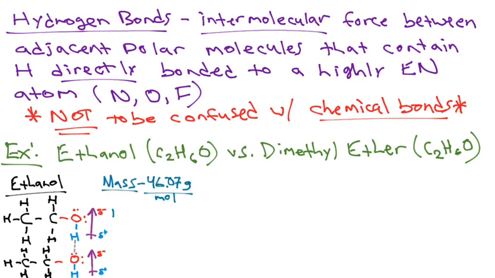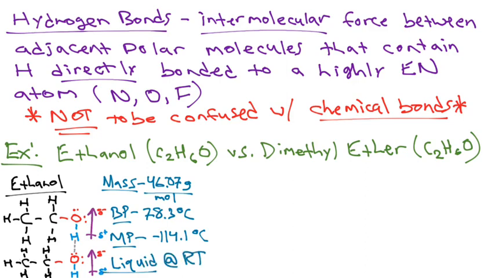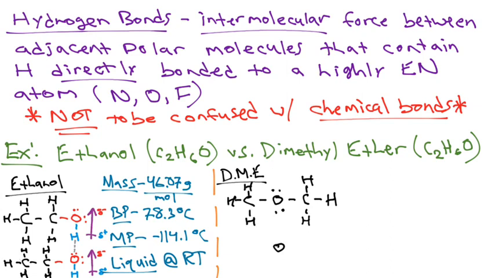So let's look at some of the properties of it. The mass is 46.7 grams per mole. The boiling point is 78.3 degrees Celsius, and the melting point is negative 114.1 degrees Celsius. So that makes this a liquid at room temperature. But dimethyl ether, on the other hand, just switching the molecules around slightly changes the entire properties.